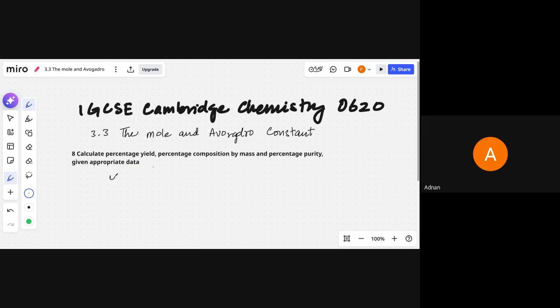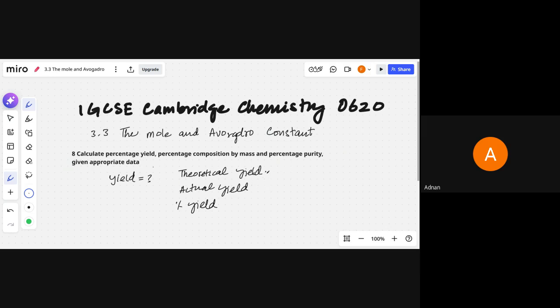So yield. So what is yield? Yield is when you react something and the amount of product that you get, that is called yield, right? So it has three types. We have theoretical yield, and we have actual yield, and we have percentage yield. Okay, so now what is the difference between these three types of yields?